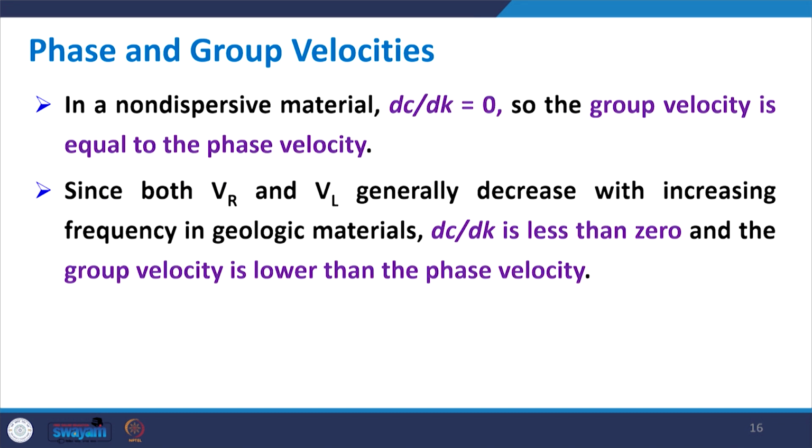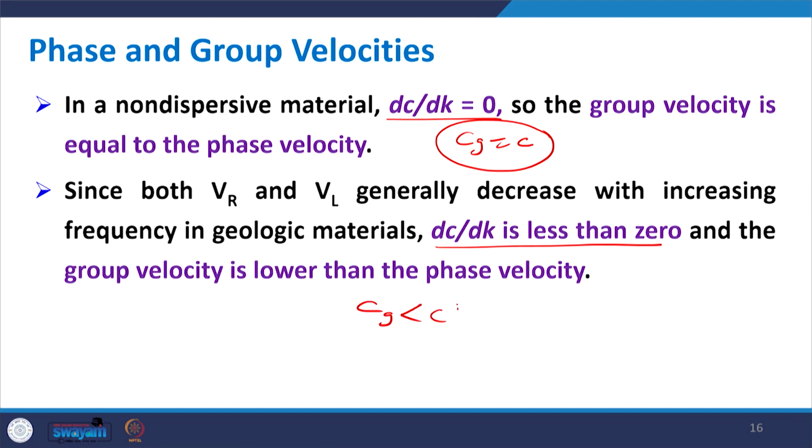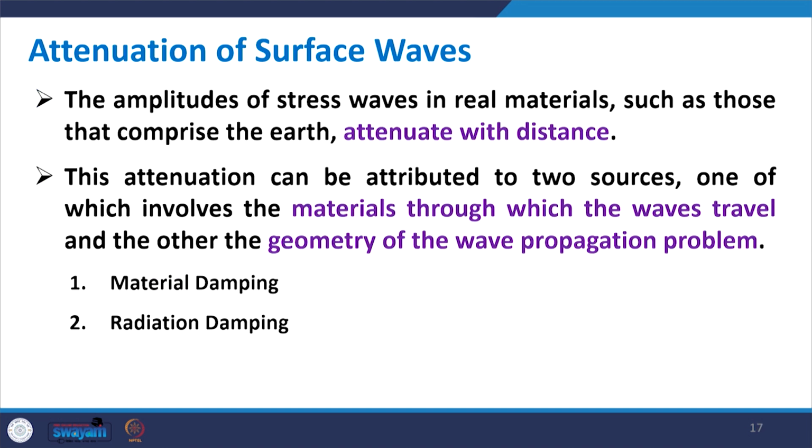Because if dc by dk is 0, then what will happen? Cg will be the same as C. That means group velocity and phase velocity are the same. But in general, because dc by dk is less than 0, group velocity is lower than the phase velocity. That means your Cg will be less than C. So this is the condition here. So this was about phase and group velocity.